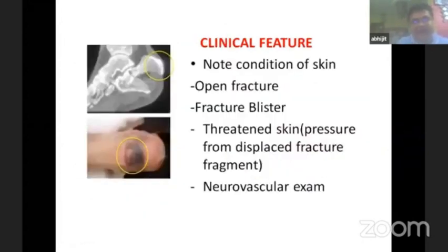Here are some other clinical features. Note the condition of the skin, it is very essential, whether it is an open fracture or a fracture blister. There is also a tenting of the skin where there is an avulsion fracture of the posterior part, and the displaced fracture fragment causes this bruise over the insertion of the Achilles. And also we should examine the neurovascular system.